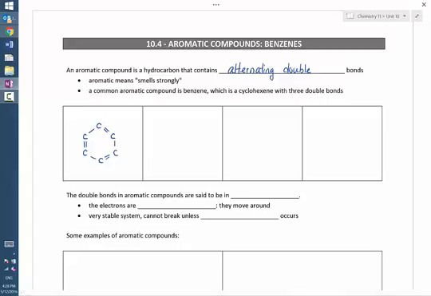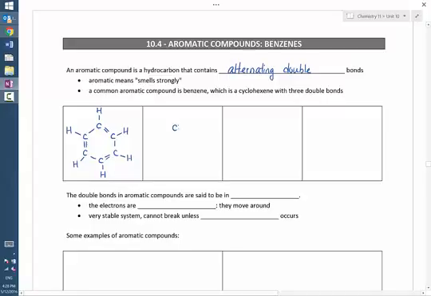How many hydrogens are we expected to have on this structure? Remember that each carbon can only have 4 bonds maximum, and this gives us just 1 hydrogen per carbon, like so. This particular aromatic compound is called a benzene.